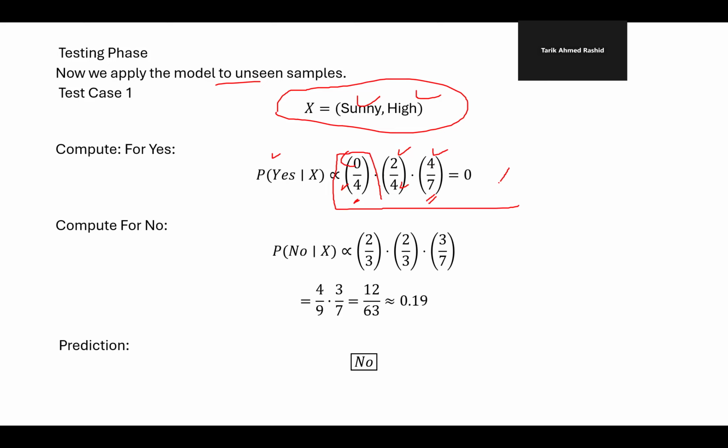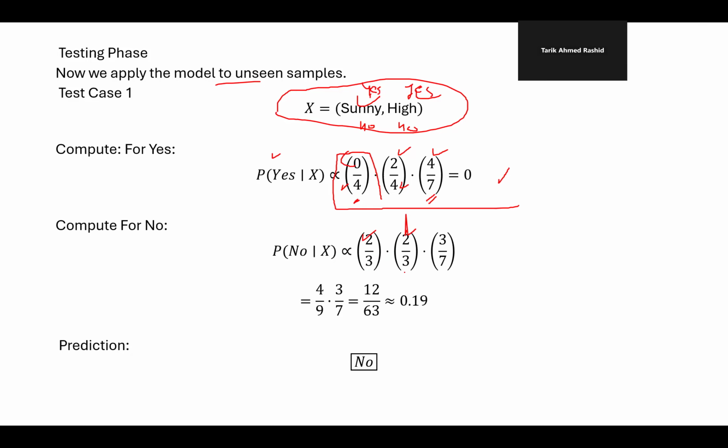So this whole is 0. And we do the same thing, sunny and high, but this time we take the no value. We took the yes value for both of them, now we take the no value. For no, for sunny we have 2 no's over 3 no's in the sample. For high, we have 2 samples. Remember, we had 4 samples of high, but 2 of them are no.